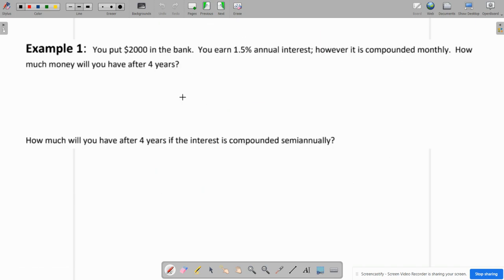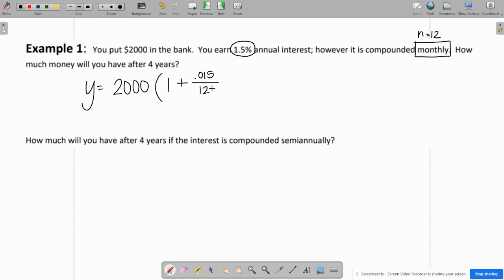Example 1: you put $2,000 in the bank, you earn 1.5% interest. However, it's compounded monthly. How much money will you have after 4 years? So your initial amount is $2,000. We're going to multiply this times 1 plus 1.5% as a decimal. If we were to move that decimal 2 spots to the left, it's going to be 0.015. And in this case, we're compounded monthly. This means 12 times per year. So your N value is going to equal 12. You're going to divide 0.015 by 12. We're looking for your total amount after 4 years. So 4 years, but times that 12.